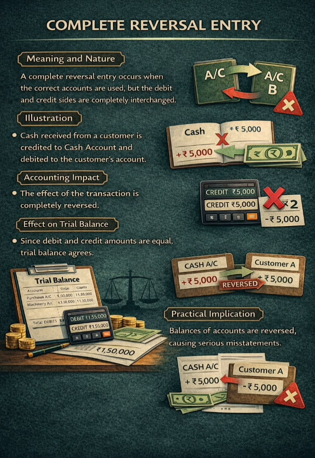Accounting impact. The effect of the transaction is completely reversed. Effect on trial balance. Since debit and credit amounts are equal, trial balance agrees. Practical implication. Balances of accounts are reversed, causing serious misstatements.